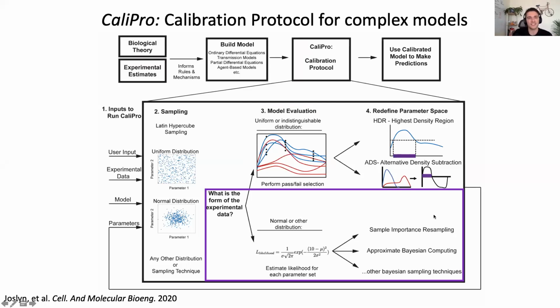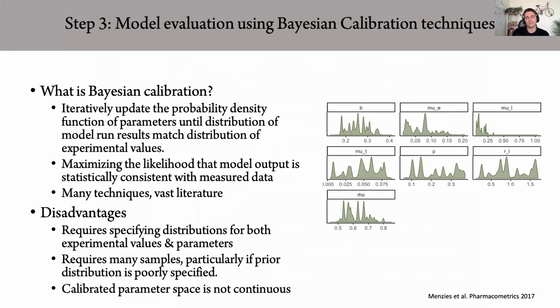If I'm comfortable assigning a distribution to the observed experimental data at each time point, then I should proceed with what's called Bayesian calibration. There's a whole suite of strategies housed within Bayesian calibration. Briefly, Bayesian calibration is a way of iteratively updating the probability density function of parameters until the distribution of model run results matches the distribution of experimental values at each of those time points.